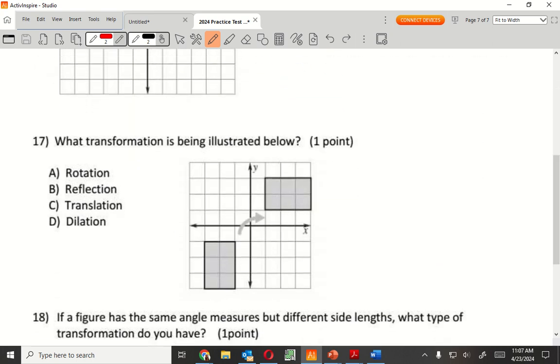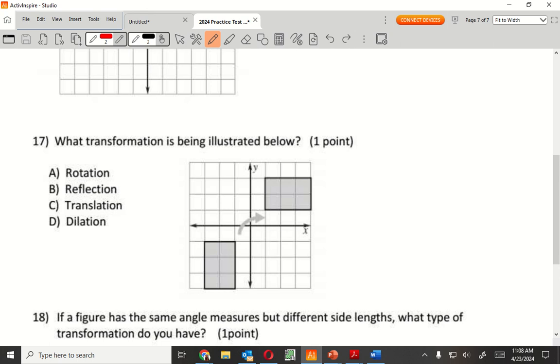Okay, what transformation is being illustrated? What type of transformation is that? Rotation. Is that a rotation? Yeah. Okay, so it is going to be a rotation. Now, can you give me a direction? Which way is it rotating? That way. Clockwise, there we go, clockwise.